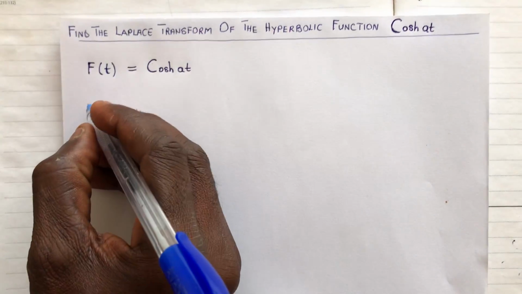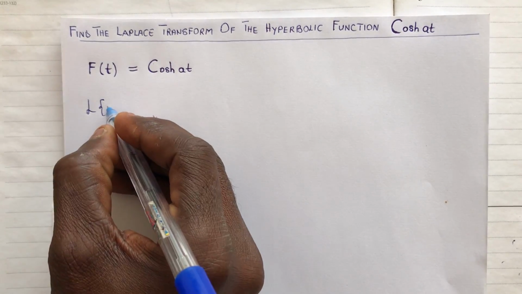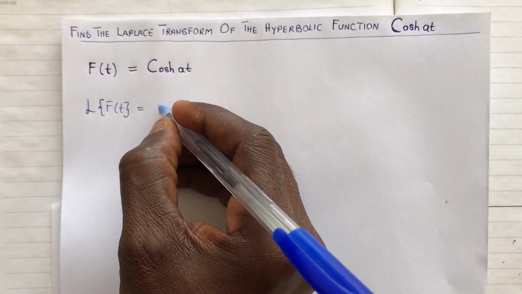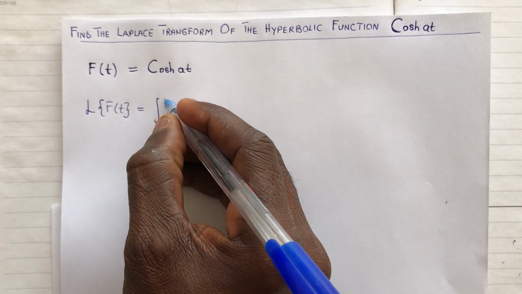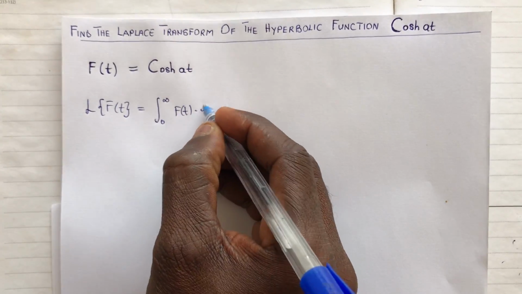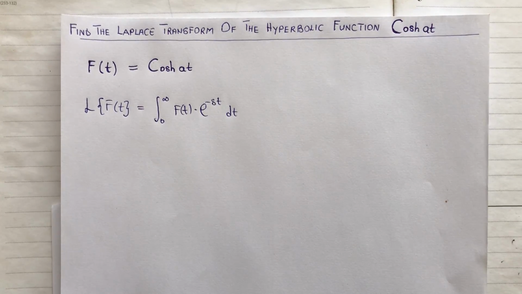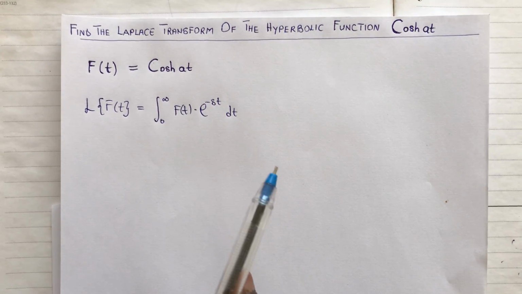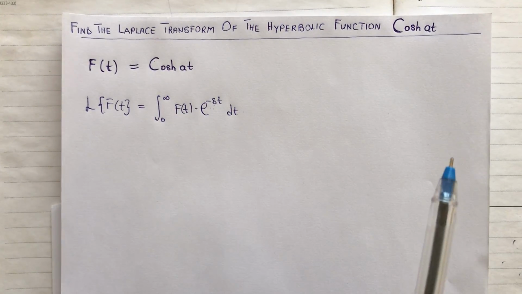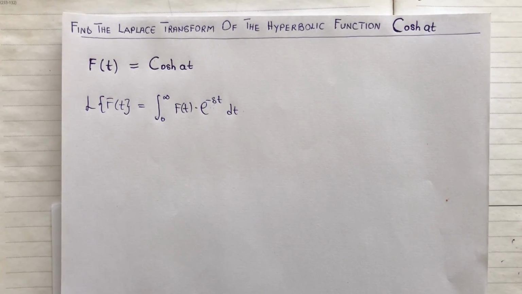So we know that the Laplace transform of a function f of t is given by L{f(t)} equal to the integral from 0 to infinity of f of t times e to the minus st dt. If you look at my introduction to Laplace transforms, I explained the meaning of these variables. So I've done those explanations there. Please look at it for the sake of those of you who are seeing this for the first time.